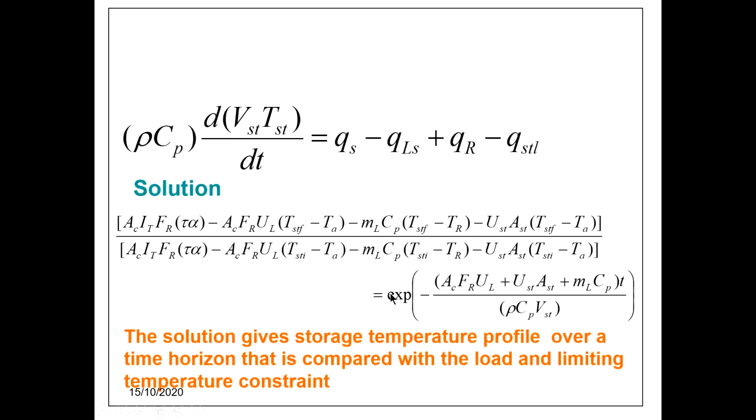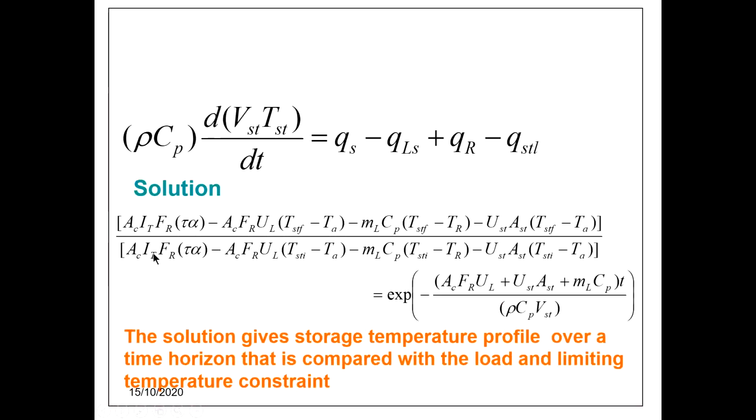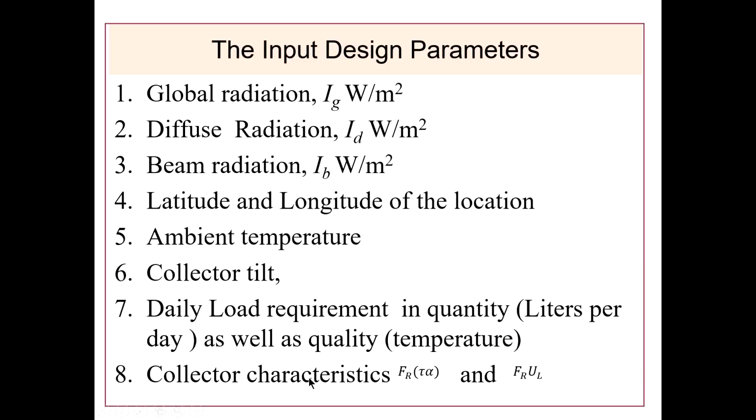So for finding the solution of this, if we rewrite the equation here and then find the solution, you will get the solution like this. The solution gives the storage temperature profile over the time horizon, which is compared with the load and limiting temperature constraint. We will discuss it in detail next. Some input parameters must be adopted here. For IT, we must select some location. Some collector must be selected. IT is needed as an input. FR tau alpha is needed as an input. Some load demand is needed as an input. So the input parameters are selected.